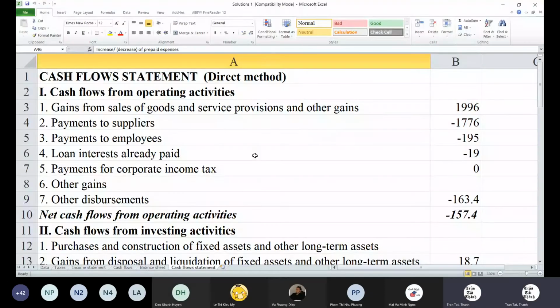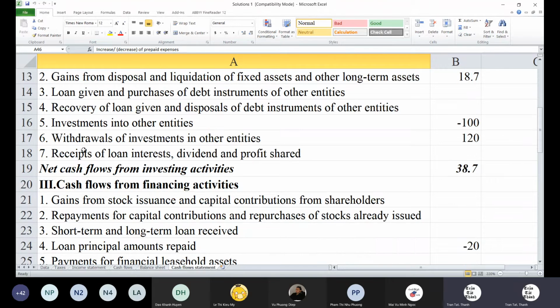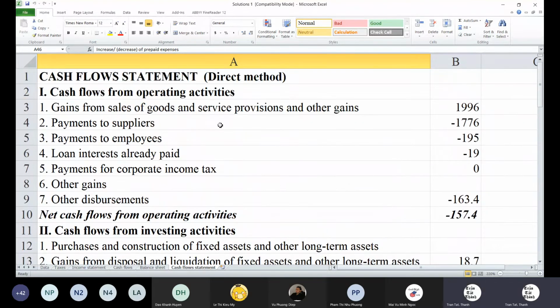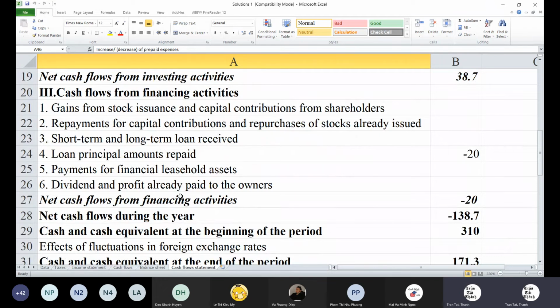Okay, so you can see the two different methods here. The first method is going to be the direct method. In the direct method, you reflect the cash inflows and the cash outflows directly. For example, you have the gain from sales of goods and services, provision and other gains, payment to suppliers, payment to employees, loan interest already paid, etc. That way, you directly push the cash inflow and the cash outflow here. So you do not need to consider the net working capital anymore.